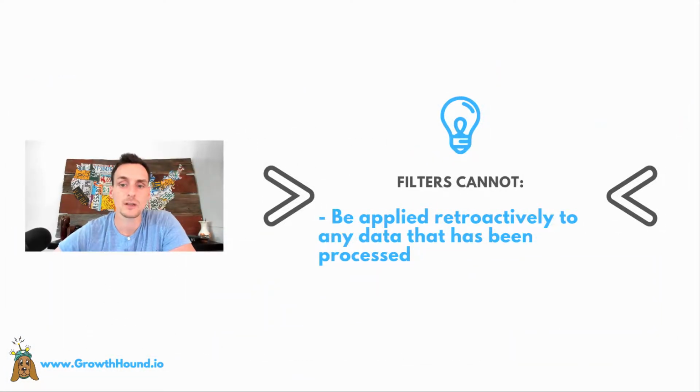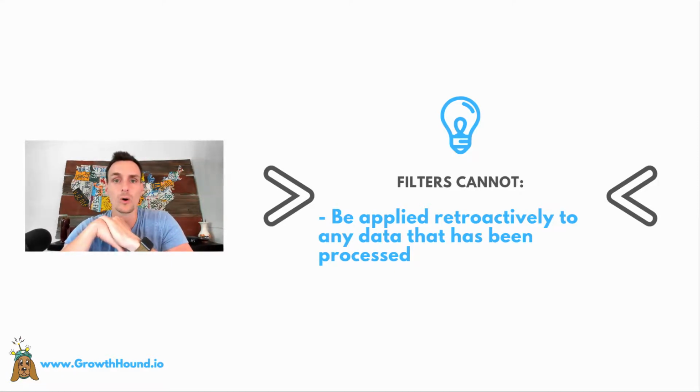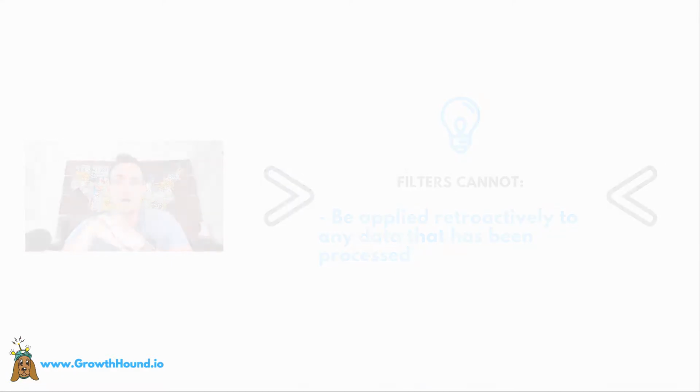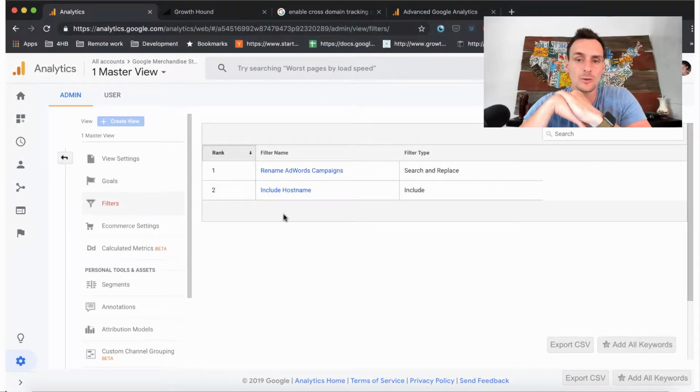So these filters, they cannot be applied retroactively to already processed data. So filters allow you to set that data in place. But if we go and create a filter right now, it will not retroactively apply that to all the data that's already been processed.